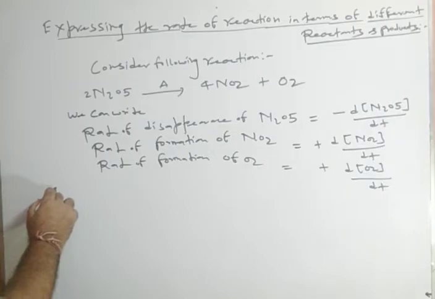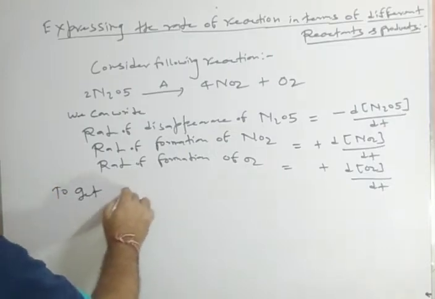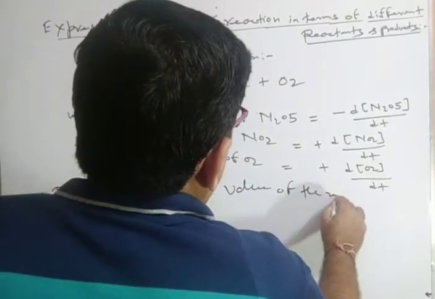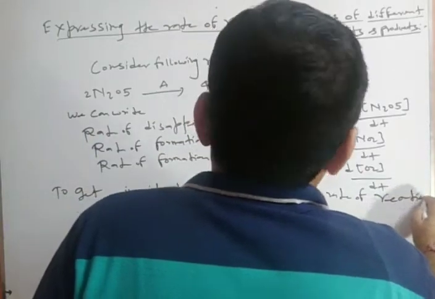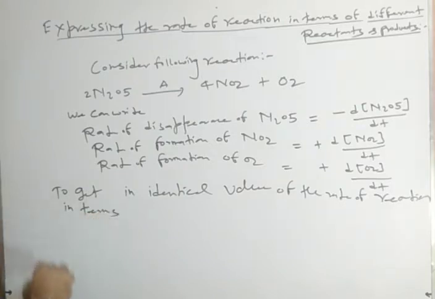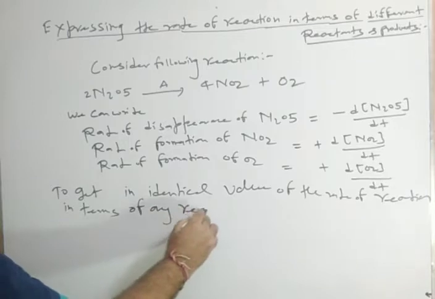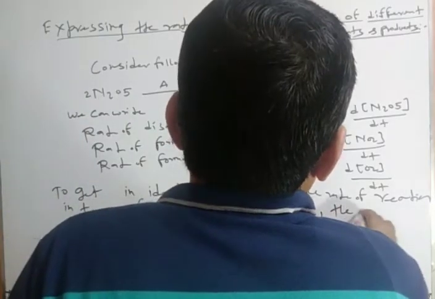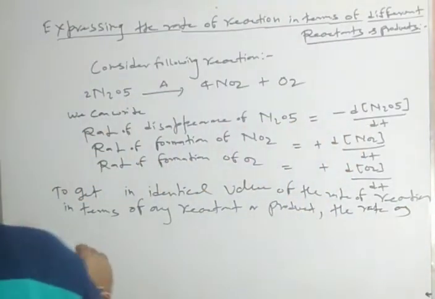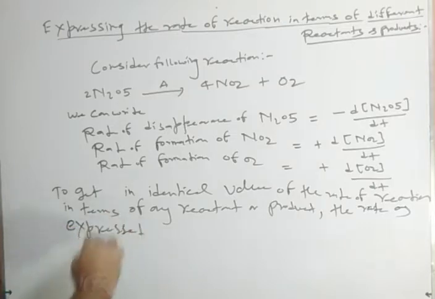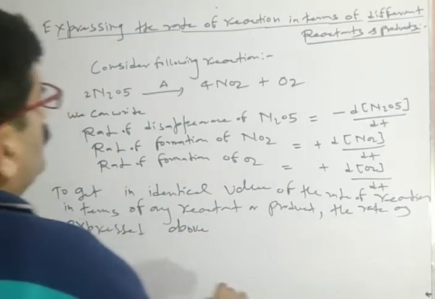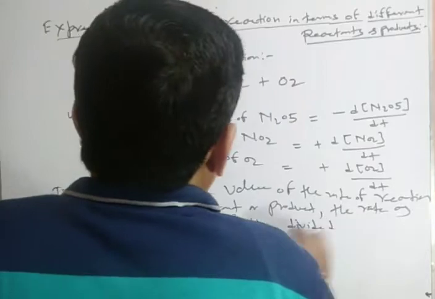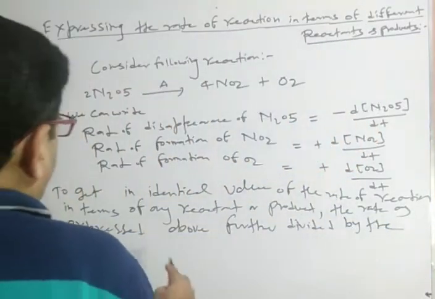So for this, to get an identical value of the rate of reaction in terms of any reactant or product, the rate as expressed above is further divided by the stoichiometric coefficient.